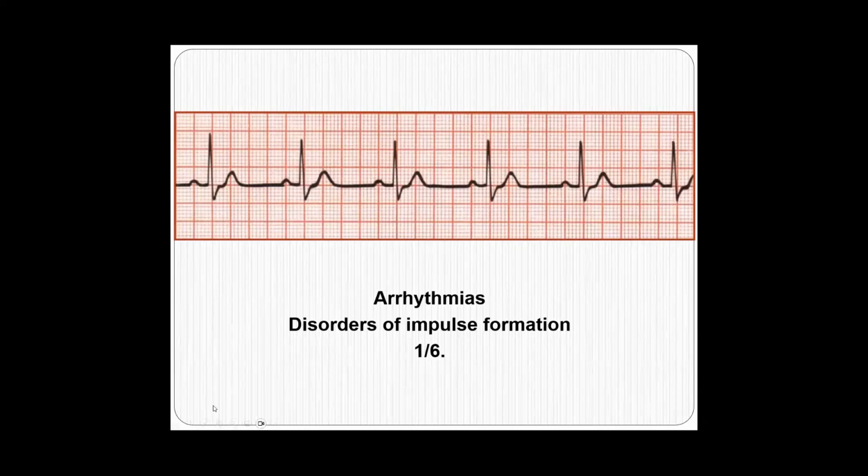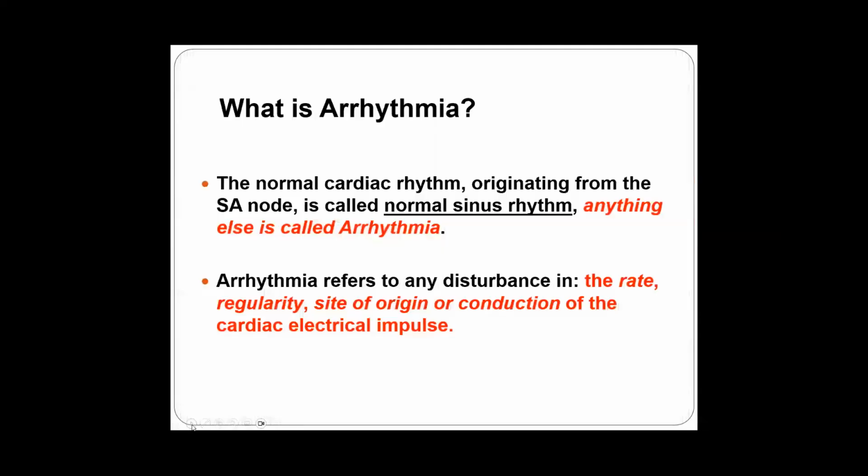First of all, we have to see what arrhythmia means. Basically, we call arrhythmia that which is not rhythmic, not a normal sinus rhythm. Arrhythmia can be when we do have a rate, so it's still rhythmic, but the rate is faster or slower, or whether it's regular or not, or whether the impulse is formed in the right place or not.